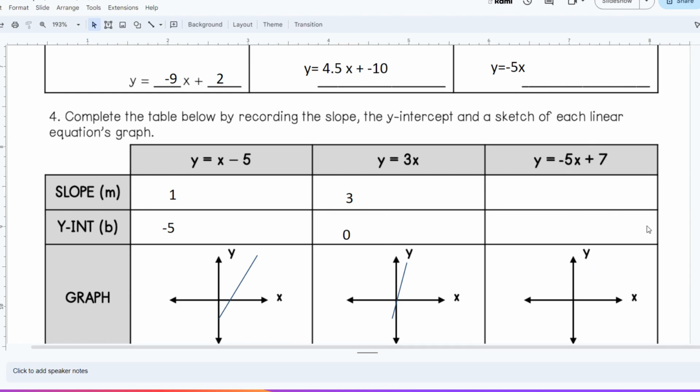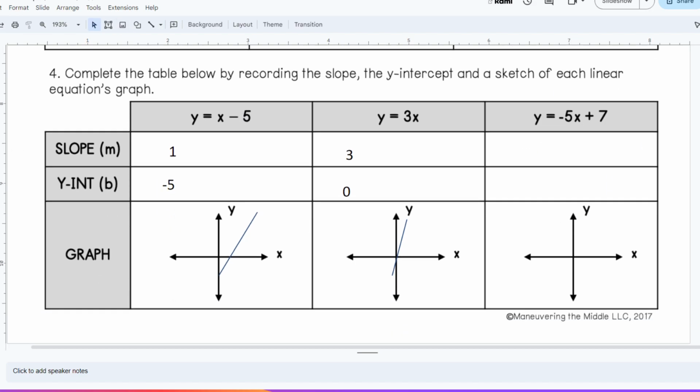Here, I'll let you guys figure out this one. Good luck.